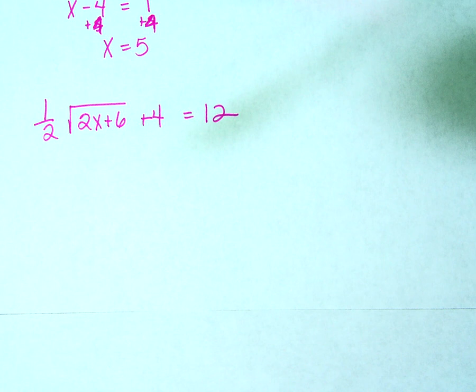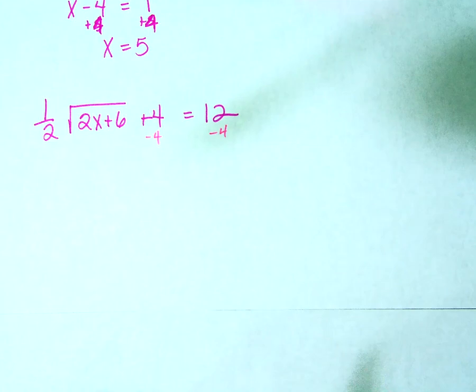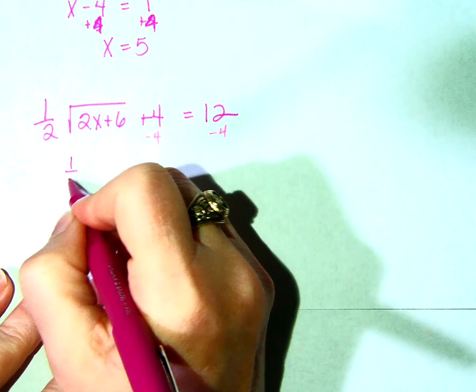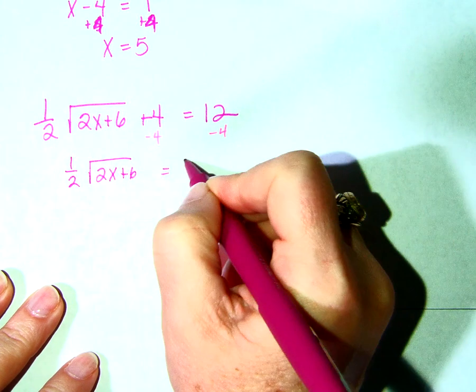What do we want to do first? Subtract 4, okay? Is that the only thing we could do first for the record? It is not. It's just the smartest thing, okay? If I subtract 4 from both sides, I get 1/2 times the square root of 2x plus 6 equals 8.